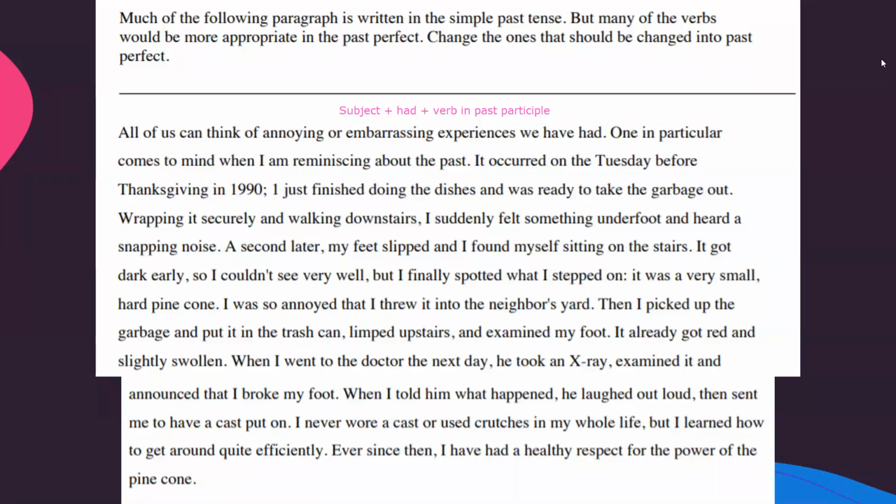But I finally spotted what I stepped on. I stepped on it. It was a very small, hard pink cone. Pine cone. Very good. Now, do you think that there's something else that could be changed here?